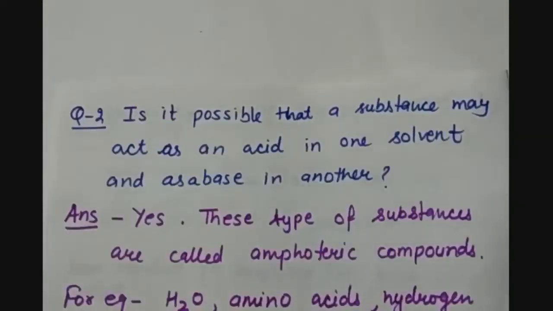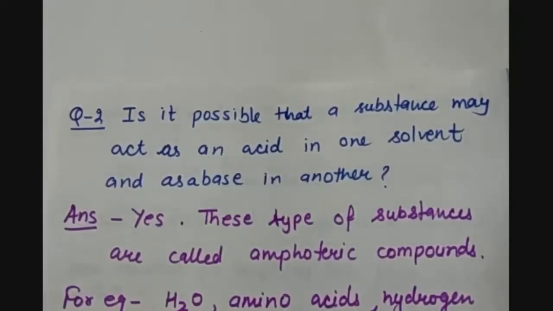Then the second question is, is it possible that a substance may act as an acid in one solvent and as a base in another? The answer is yes. This is possible, a substance can act as an acid in one solvent and as a base in another. Why? Let us have a look. But before that, I want to tell you that these types of substances are called amphoteric compounds, which can behave as both acids as well as bases. For example, water, amino acids, hydrogen carbonates. All three behave as amphoteric compounds.